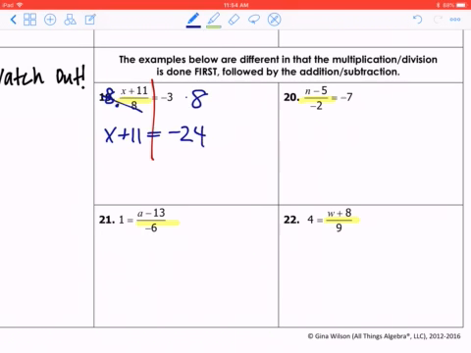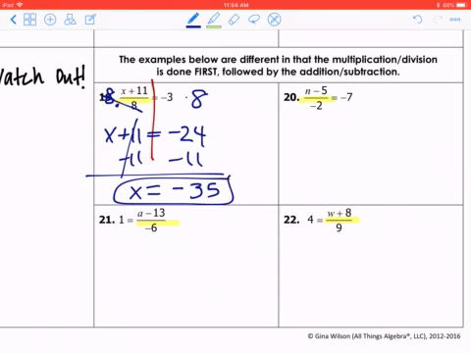Now I can solve it, all right? Now it's just a simple one-step equation. Since I was adding 11, I'm going to subtract it, because we always do the opposite or the inverse. That cancels out, x equals, now negative 24 minus 11 means you actually add them together, since they're both negative, and that would give me x equals negative 35, okay?